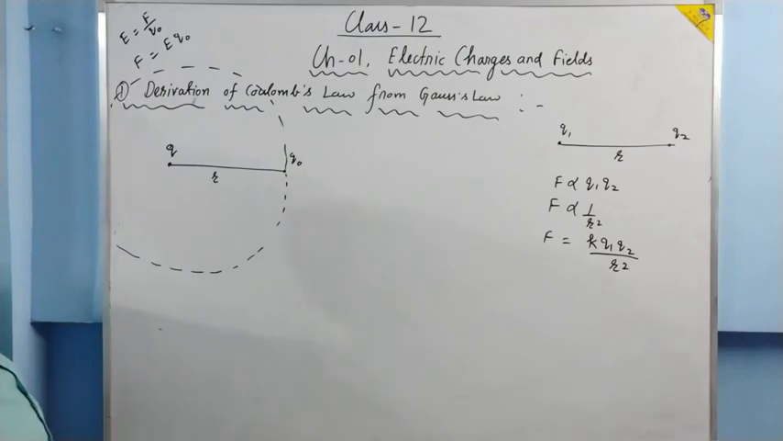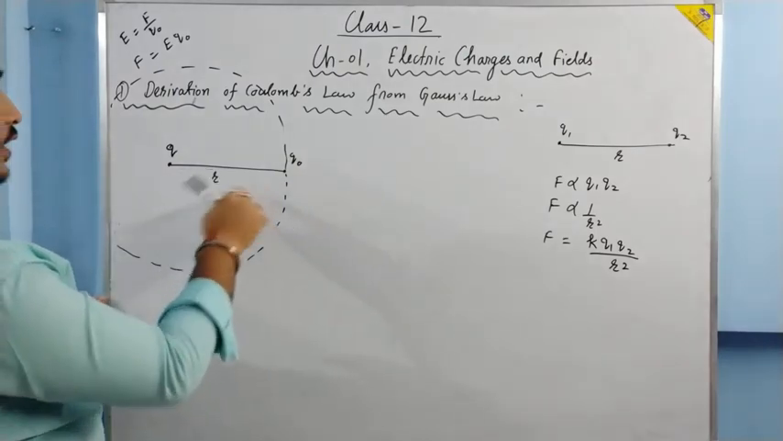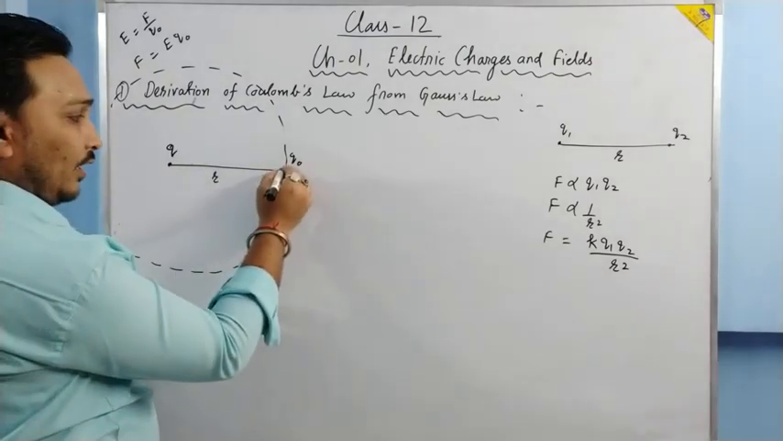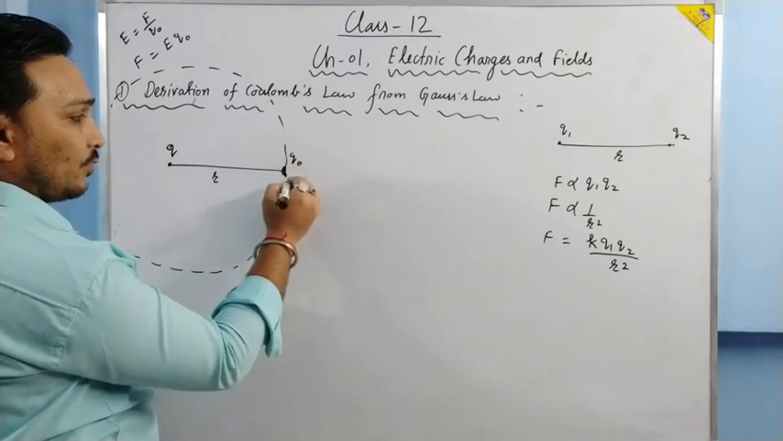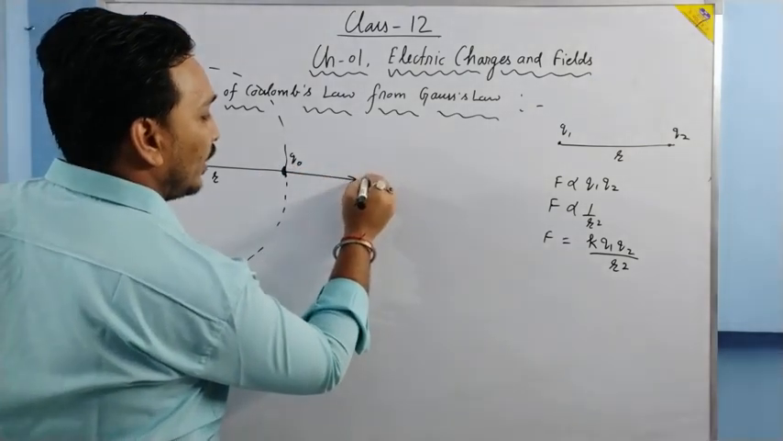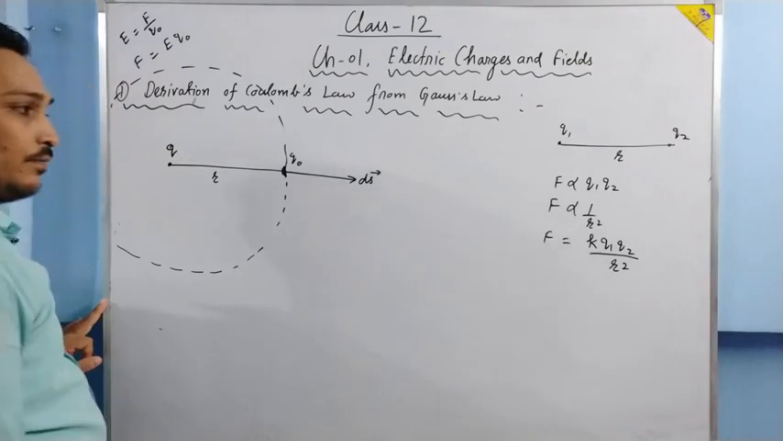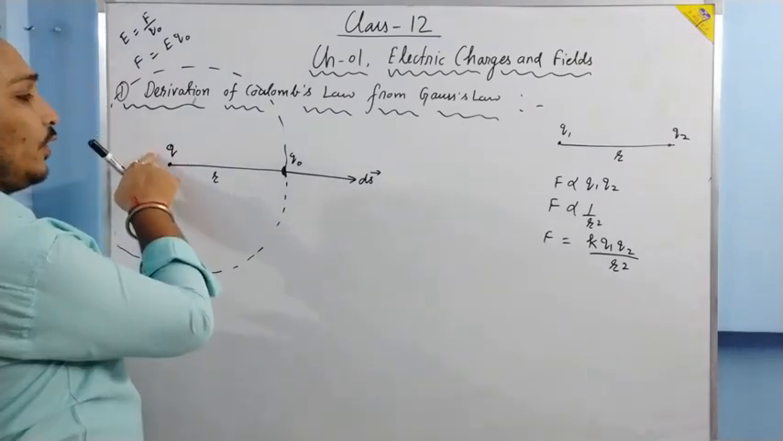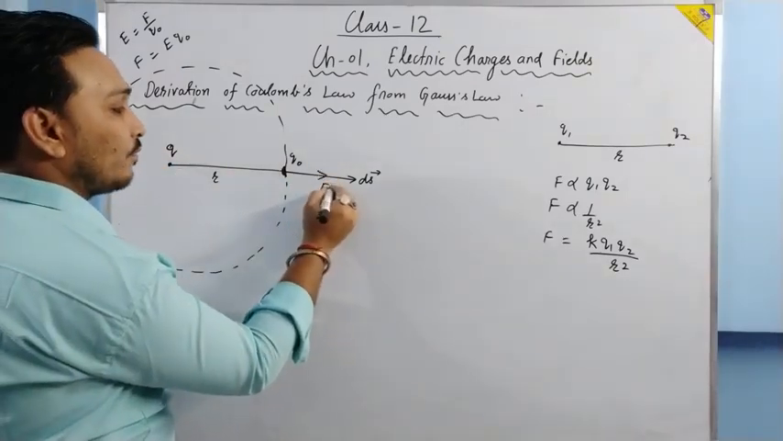Okay, the Gaussian surface is spherical in shape. Suppose its radius is r. If I take an area vector at this point, the area vector will be directed outward from the Gaussian surface, and obviously the direction of the electric field due to plus q will be in the same direction.